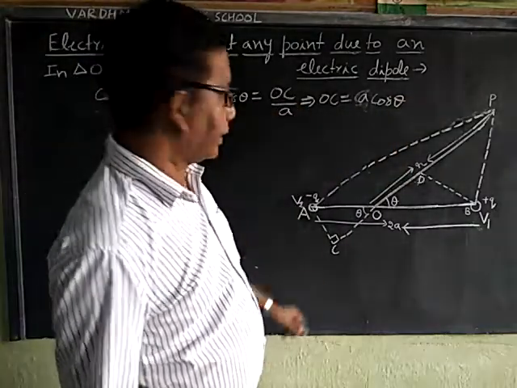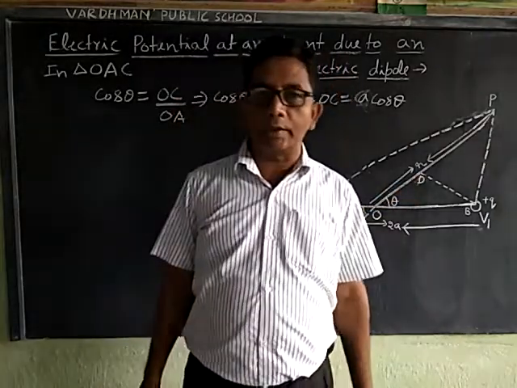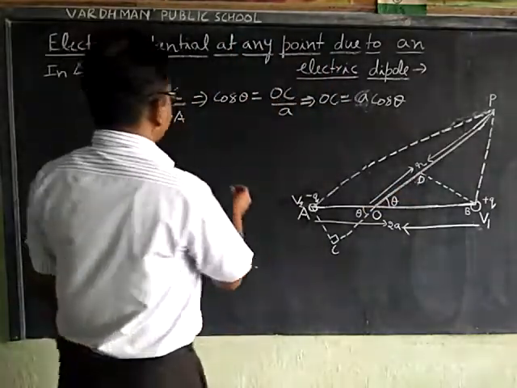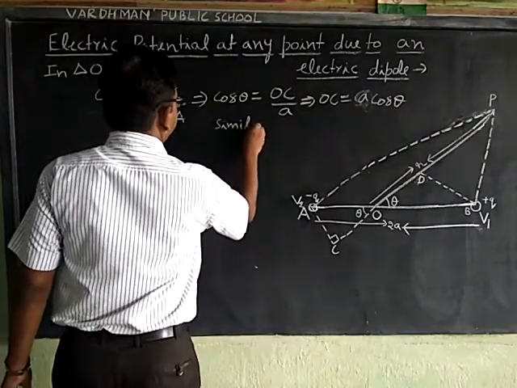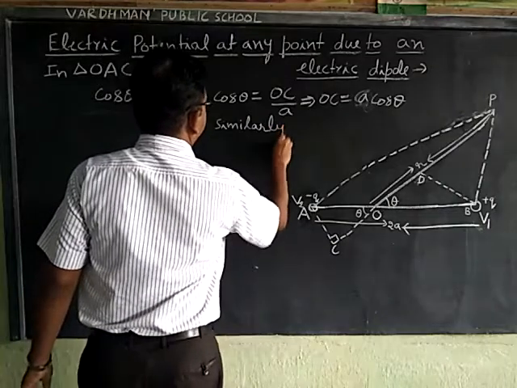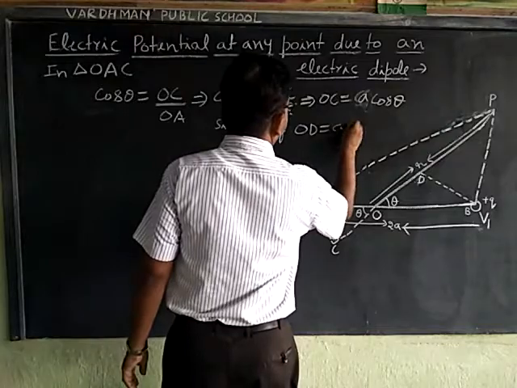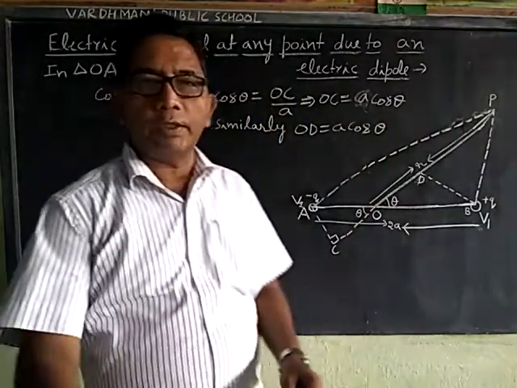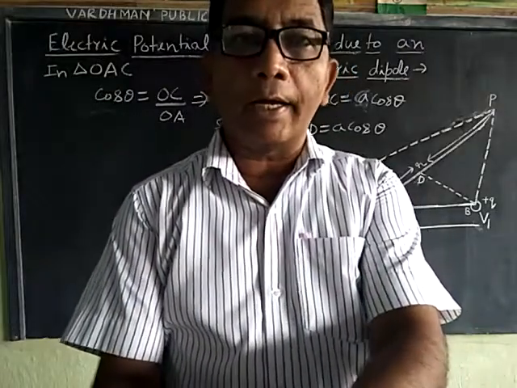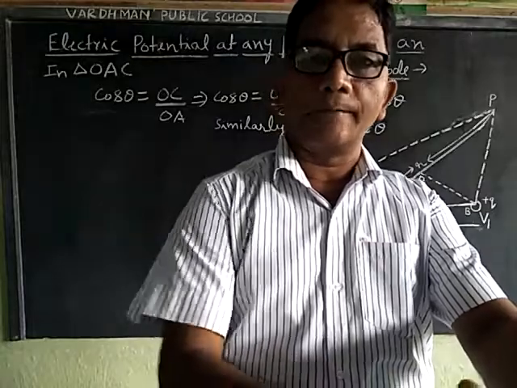Similarly, we can write OD is equal to a cos theta. Thus, OC is equal to a cos theta and OD is also equal to a cos theta.